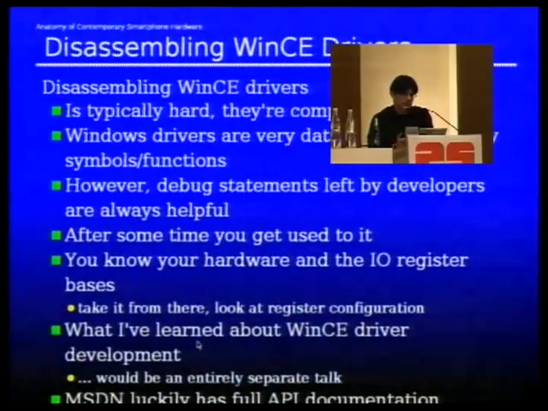So how do you do that? Well, the DLLs are completely stripped. Windows drivers are data-driven, so you don't have many symbols or function names. If you try to disassemble the Linux driver, it's very easy because there are lots of function names that get called that have meaningful names.